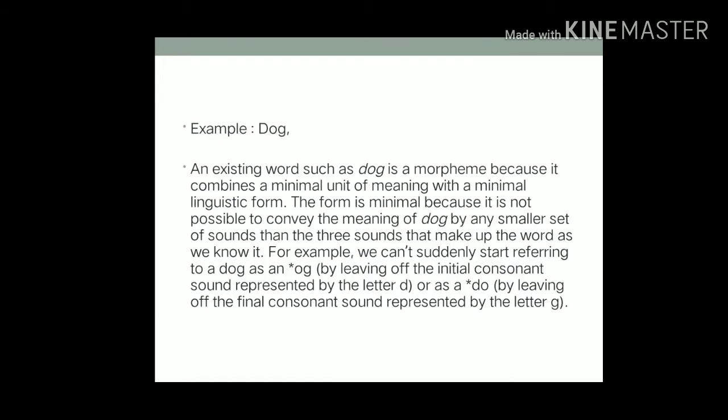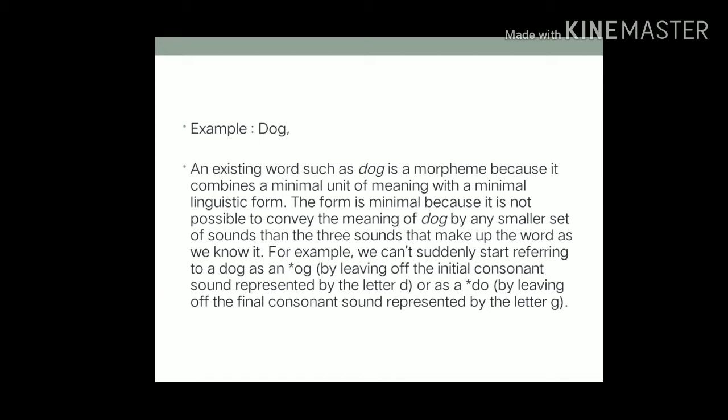So, let's see the example. The example is dog. An existing word such as dog is a morpheme because it combines a minimal unit of meaning with a minimal linguistic form. The form is minimal because it is not possible to convey the meaning of dog by any smaller set of sounds than the three sounds that make up the word as we know it. For example, we cannot suddenly start referring to a dog as an og by leaving off the initial consonant sound represented by the letter D, or as a do by leaving off the final consonant sound represented by the letter G. So dog is the minimal unit of meaning, and we cannot change this word.